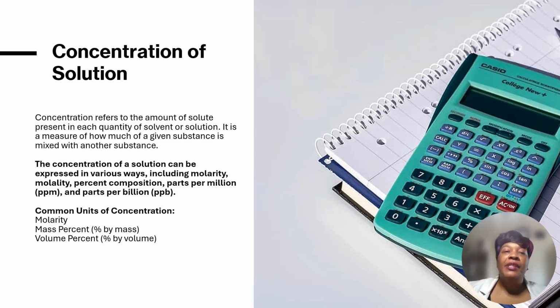Now, here's another example of what you need to know for the TEAS exam as it relates to calculations that deal with concentrations of solutions. Concentration refers to the amount of a solute present in each quantity of solvent or solution. It is a measure of how much of a given substance is mixed with another substance. So you can express concentration in many different ways: molarity, molality, percent composition, parts per million, parts per billion, just to name a few examples. Some common units of concentration are molarity, mass percent, and volume percent. And we're going to get into those calculations again in part 2 of our video.